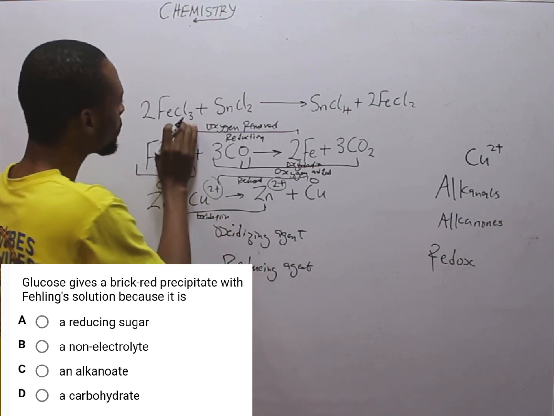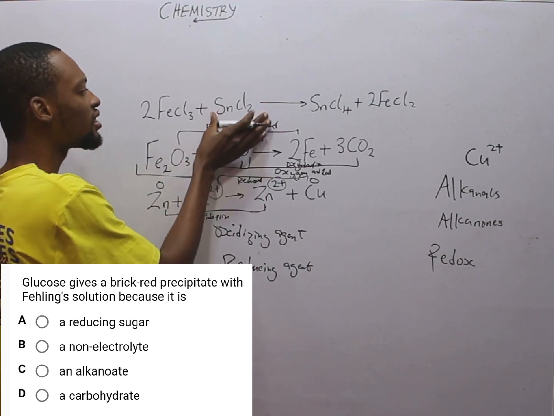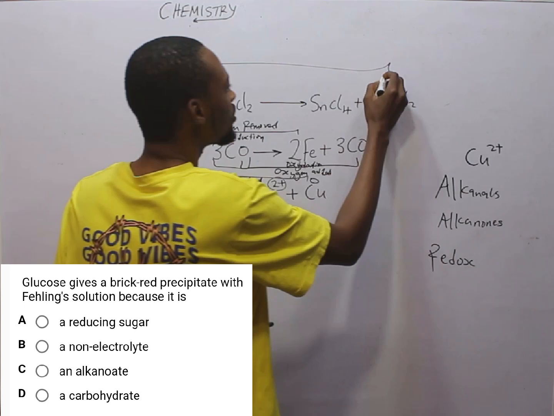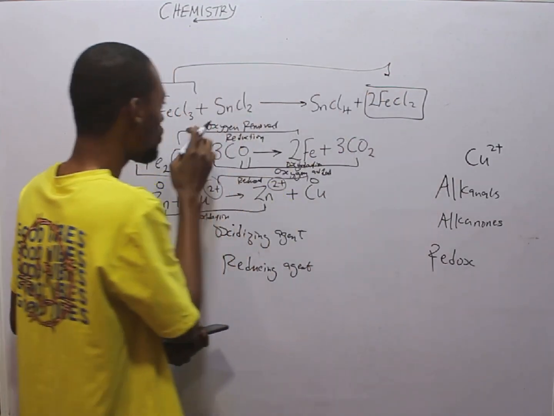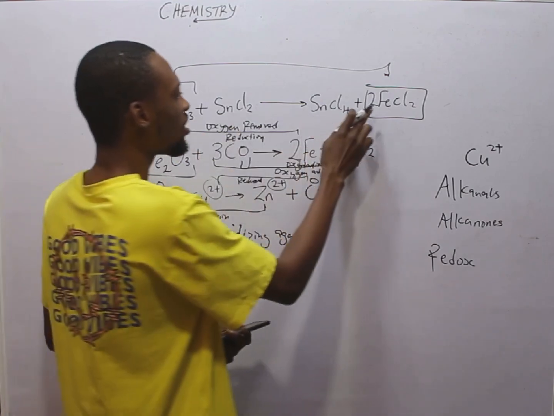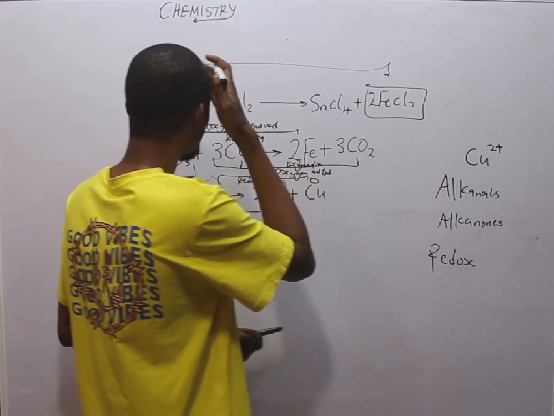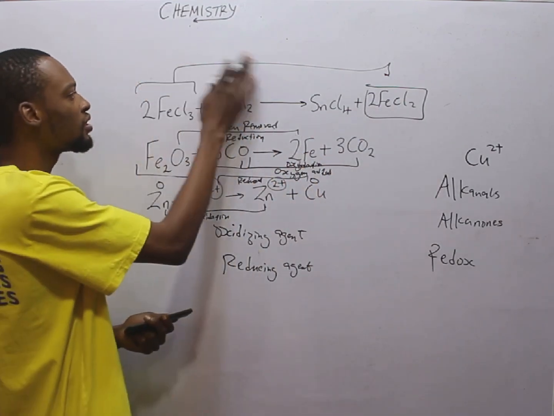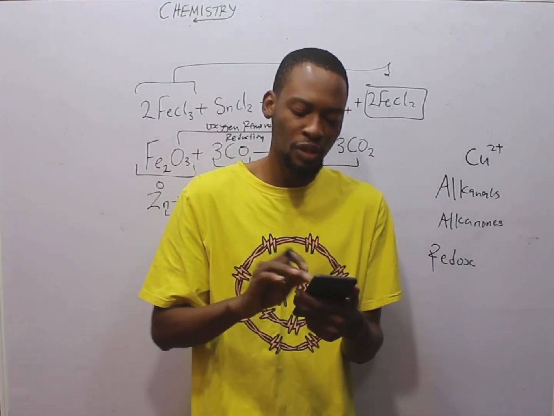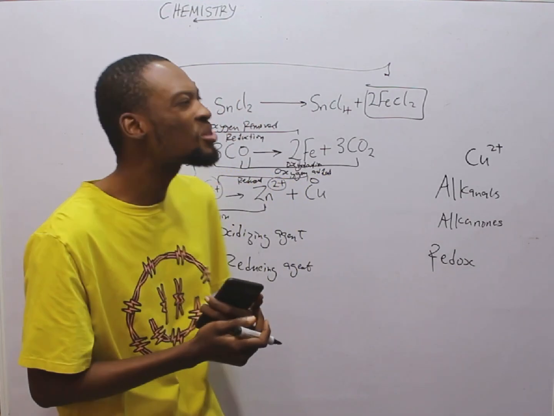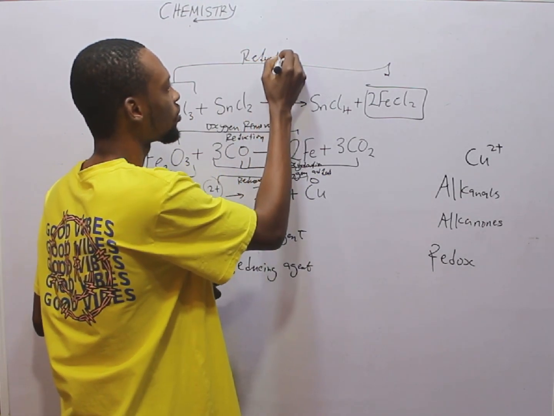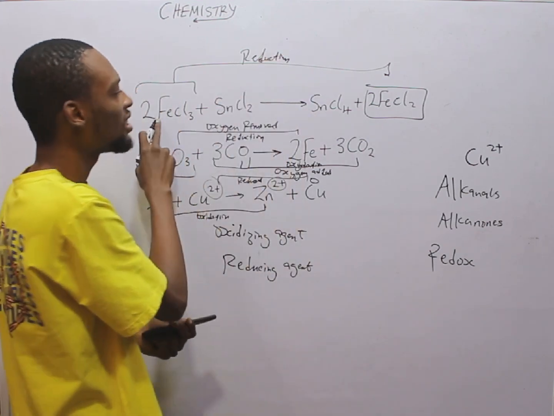Now look at something here. Iron 3 chloride, tin chloride, and this and this. Look at here. From here to here, what has happened? We have 3 chlorine here, not just 3, 6 chlorine here. Then here, we have 2 times 2, 4 chlorine, which means chlorine has been removed. Now, what is chlorine? Chlorine is an electronegative element or electronegative species. The removal of electronegative species is reduction. So this one has been reduced.